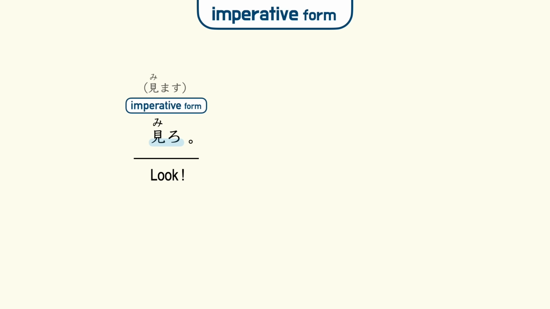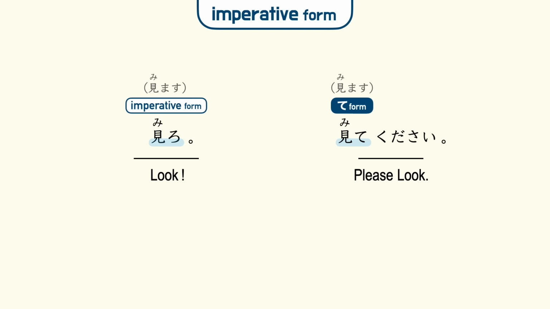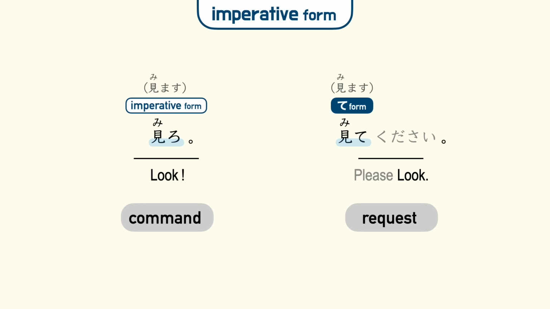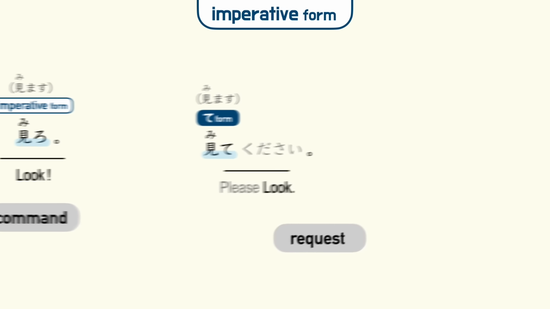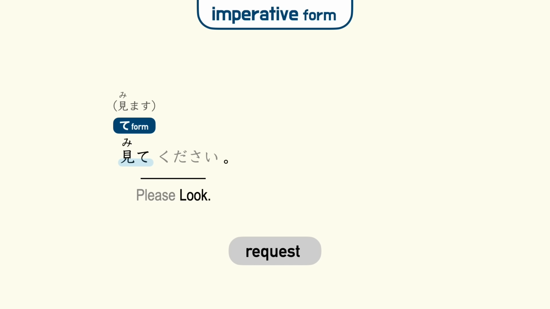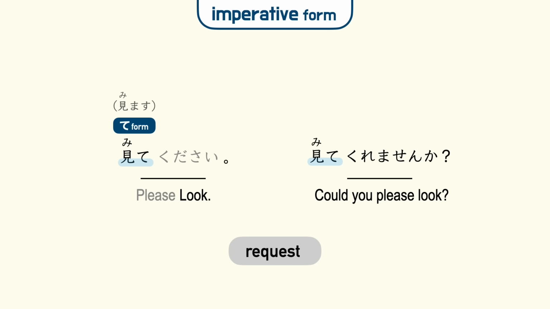見ろ, look. A similar expression is 見てください, please look. Among friends or family, it's also very common to drop ください and just say 見て. 見て is a request, but 見ろ is a command. So even though these sentences convey the same message, they are completely different in terms of politeness.